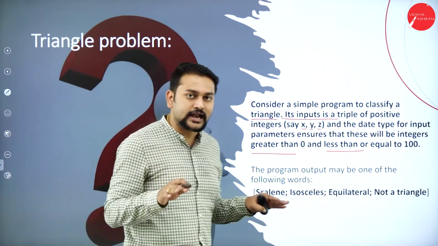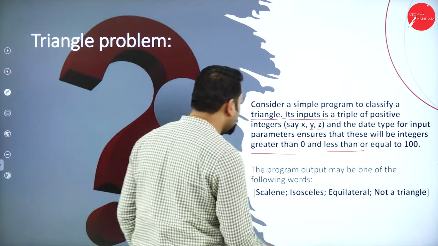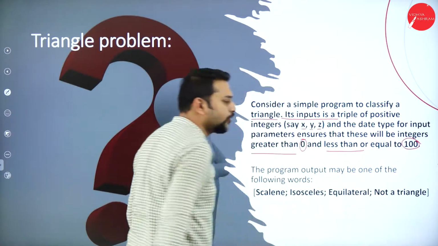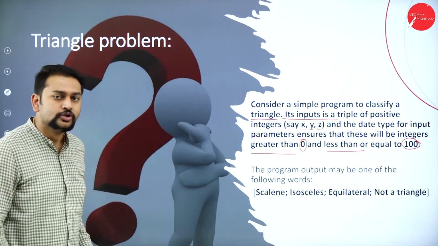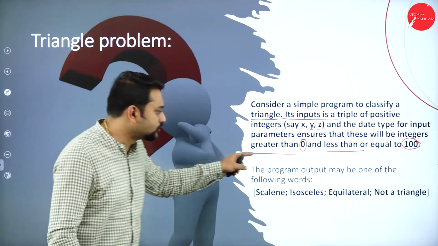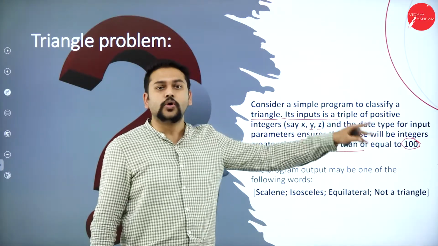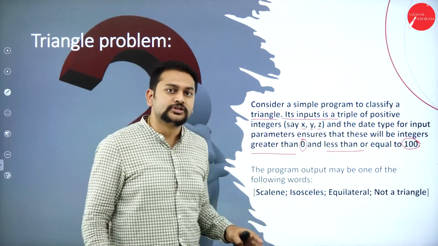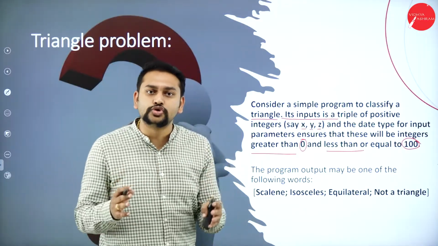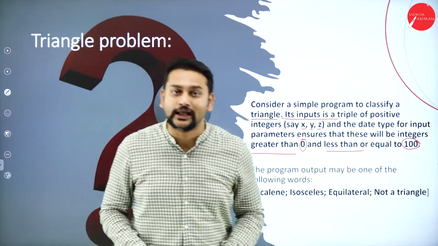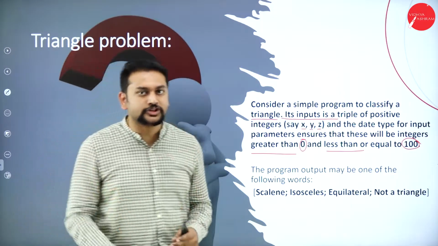So please understand the limit. This is what we call boundary values. What are these boundary values? I will be speaking about it. You just have to understand the question. It should be greater than 0 and less than or equal to 100. Suppose I give values which are not in this range, then it will be invalid. That's what you need to understand with respect to the range.